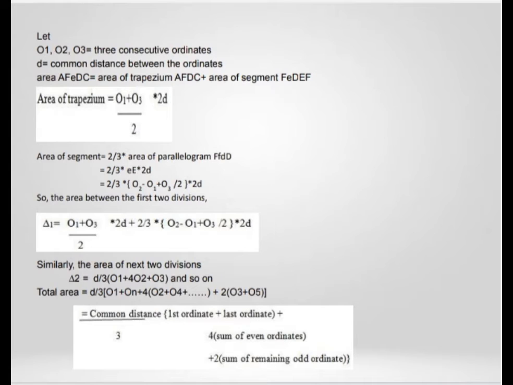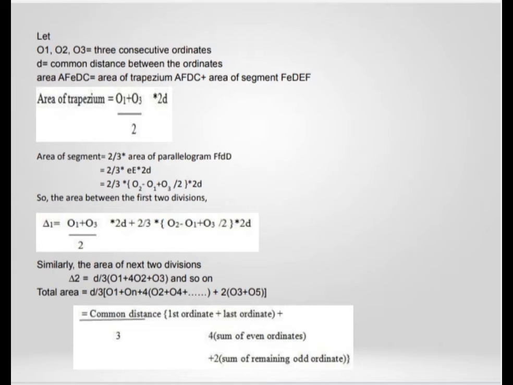So here is the step-by-step to get the area between the first two divisions. So we have the area of the trapezium and the area of the segment, then we get the first two divisions, which is the area of 1 is equal to (O1 + O3)/2 times 2d plus 2/3 times (O2 minus (O1 + O3)/2) times 2d.